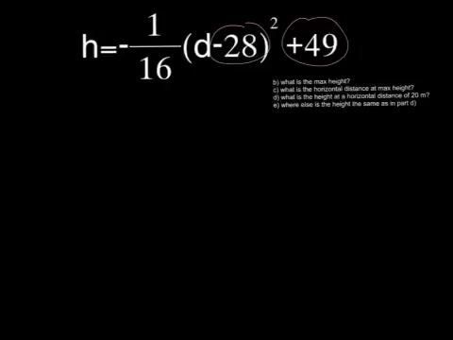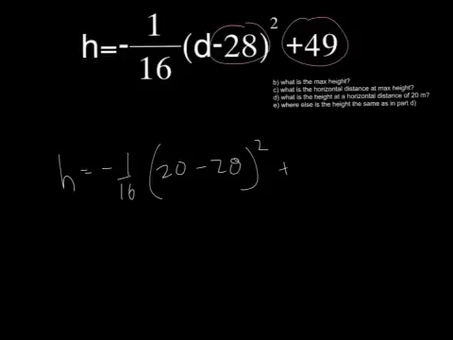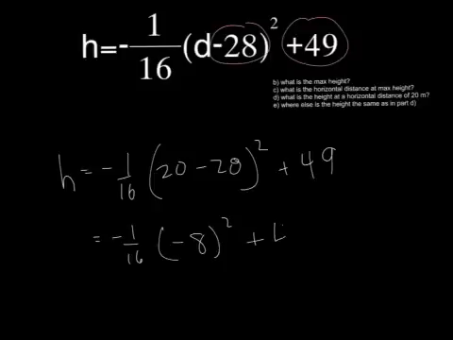Let's put in our values. h is equal to negative 1 over 16, multiplied by, now it's saying what is the height at a horizontal distance of 20 meters? So the horizontal distance was 20 meters. So subtract 28, squared, plus 49. So that tells us negative 1 over 16, 20 minus 28 is negative 8, squared, plus 49.